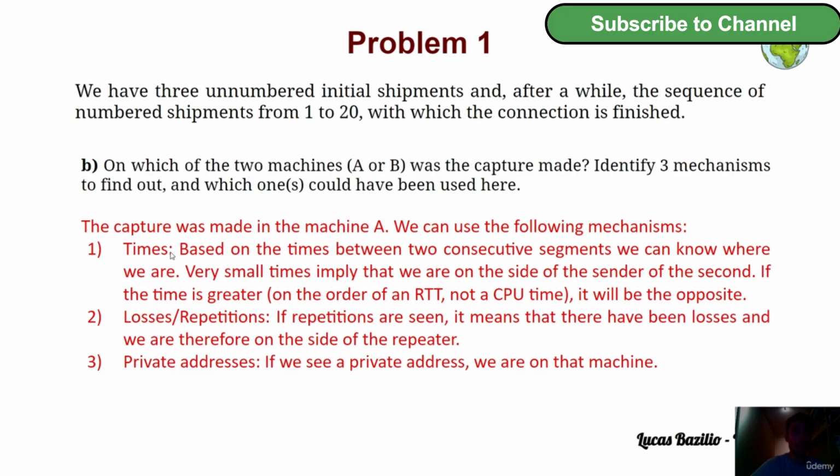We are going to see in a moment how. The second mechanism is by analyzing the losses or the repetitions. Essentially, if repetitions take place and are seen in the capture, so essentially we send segments more than one time, then if there are repetitions, this means that we have been having losses, and we are therefore on the side of the repeater. Finally, we can also analyze the private addresses. If we see a private address, then we are on that machine.